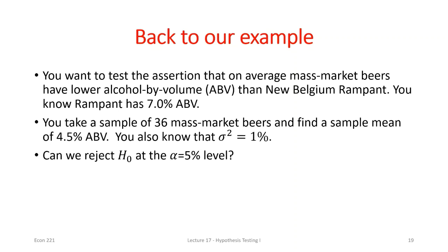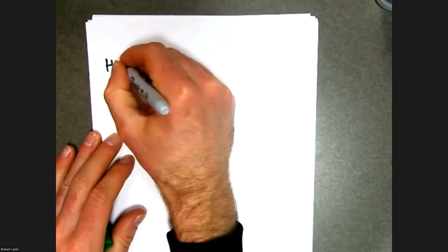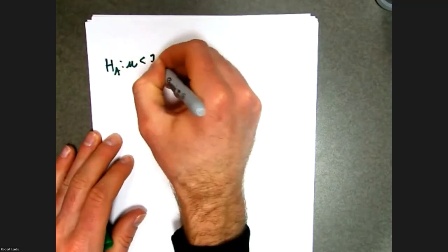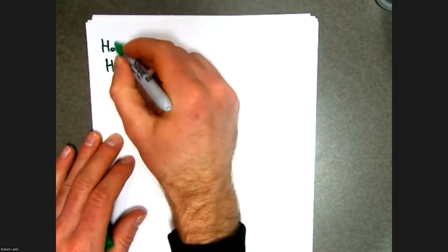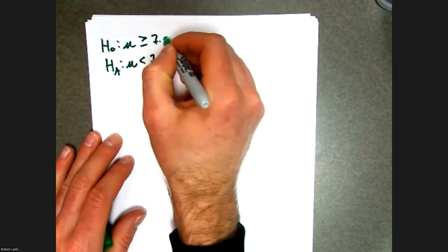So let's go back to our example of the mass market beers and say, okay, we found sample evidence that was pretty inconsistent with what we assume to be true, right? It was 4.5%. Can we reject our null hypothesis? If we go back, remember we wanted to test whether that mean was less than 7%. So our null hypothesis was assuming the exact opposite is true.